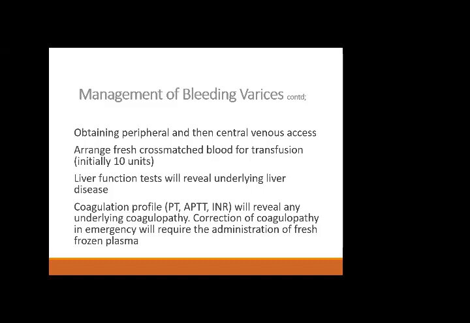If necessary, a cross-match may be done for blood transfusion, about 10 donors, and a liver function test will be done for the liver disease. And a coagulation profile: prothrombin time, activated partial thromboplastin time, and INR, international normalized ratio, for the underlying liver disease. Correction of coagulopathy will require platelet transfusion as well.